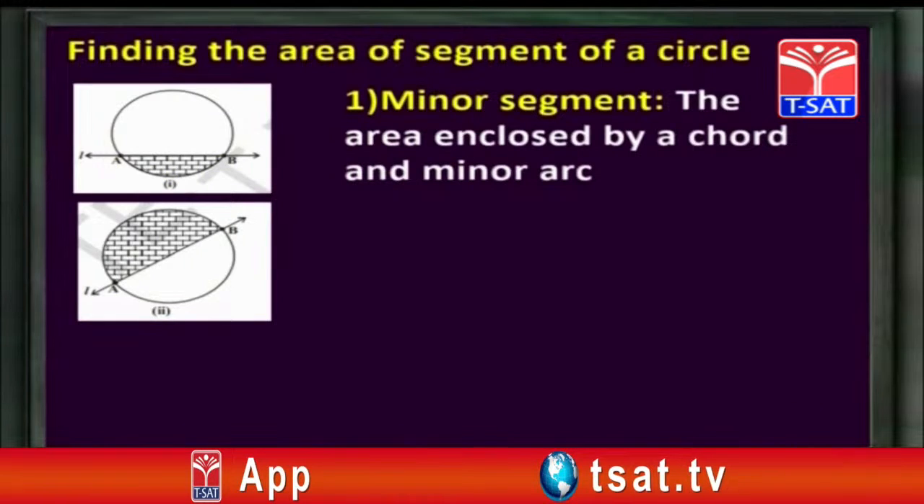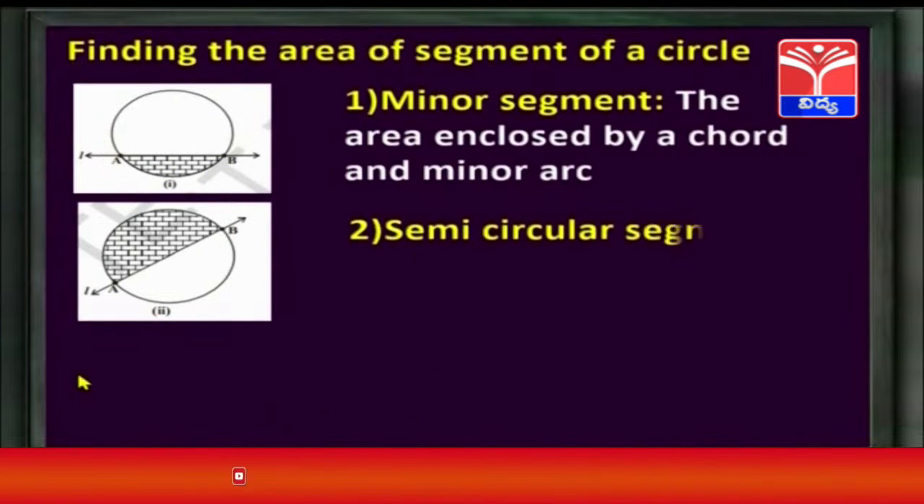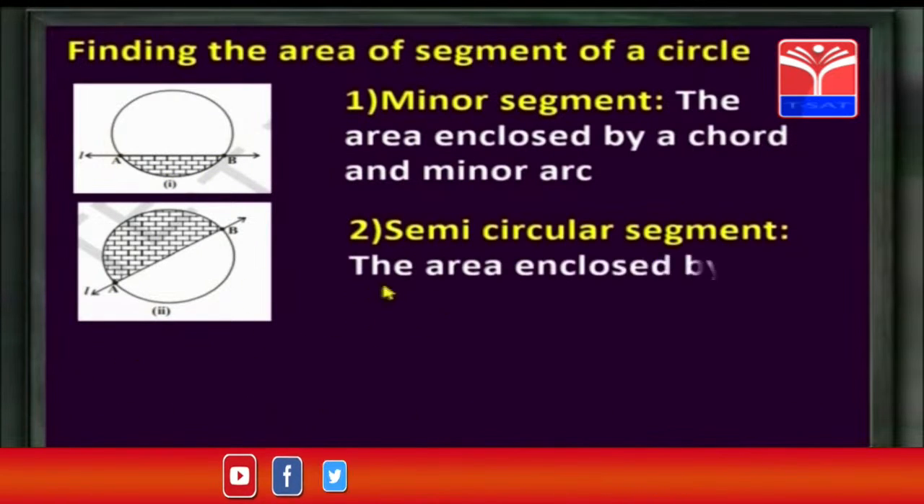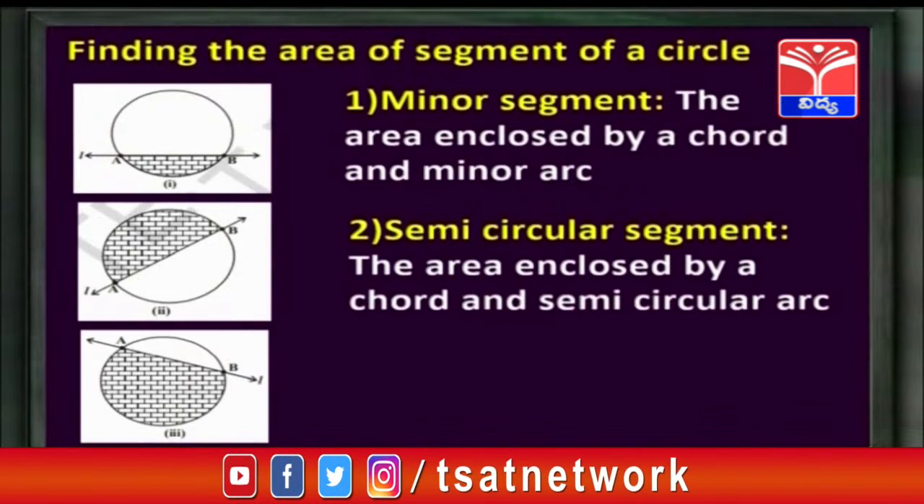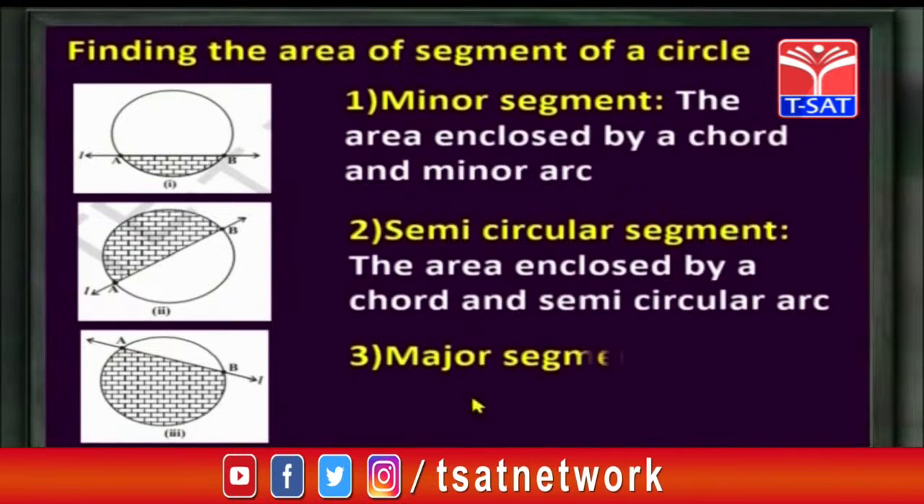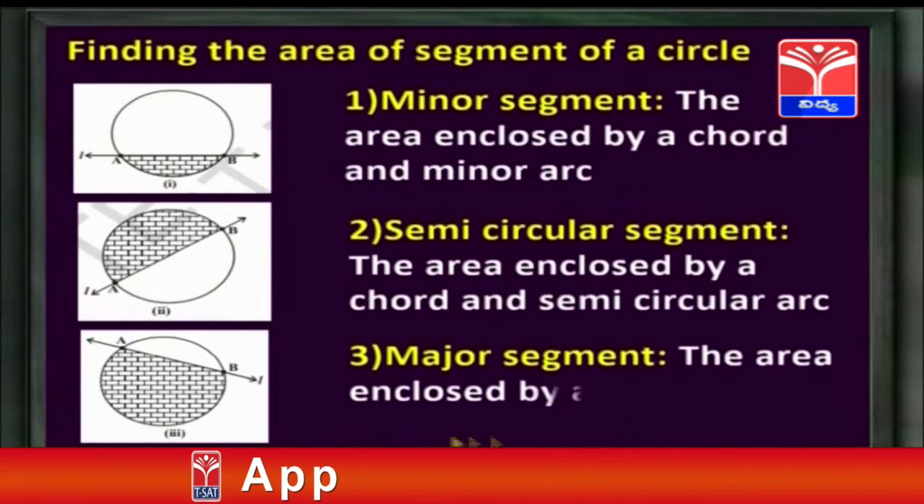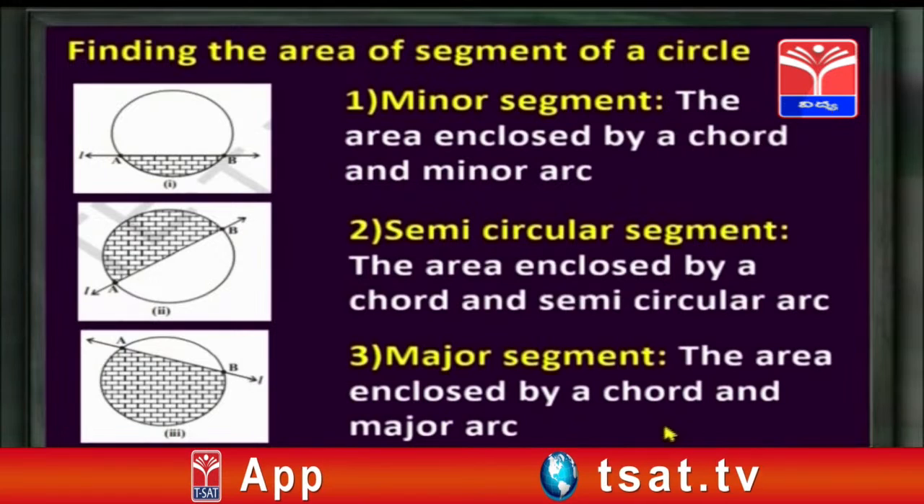Now this is a semicircular segment. What is a semicircular segment? The area enclosed by a chord and a semicircular arc. And the third one is a major segment. So what is a major segment? The area enclosed by a chord and major arc is called a major segment.